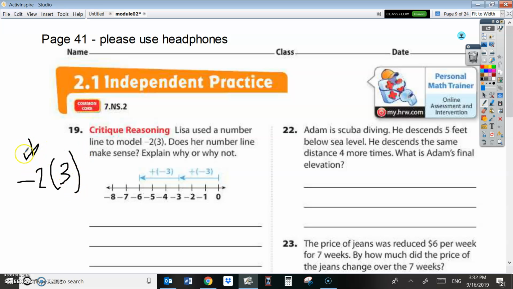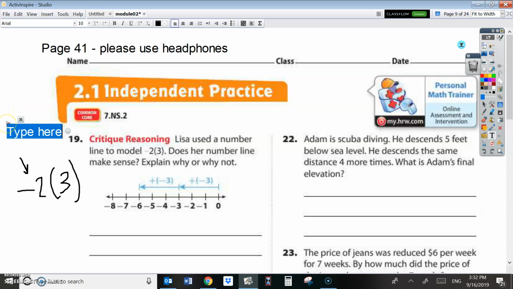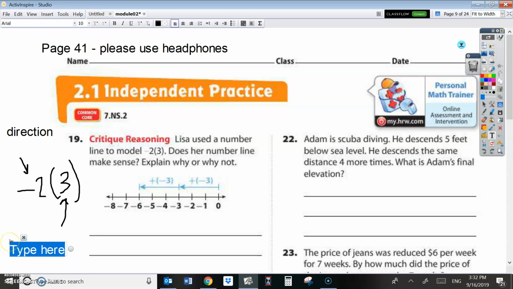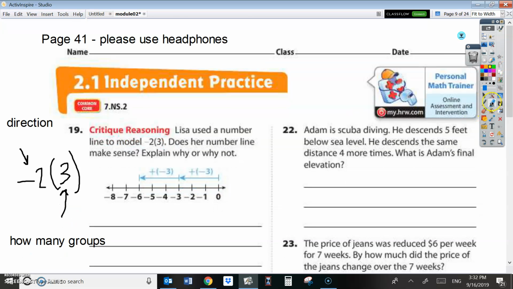this is telling you the direction right here, and this gives you the direction. And this number, the second factor, shows you how many times you're doing that. How many groups. So her problem shows -3 times 2.